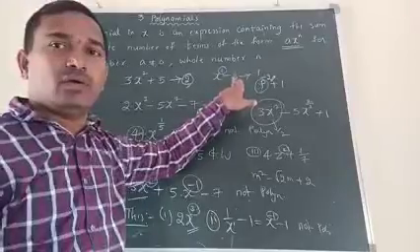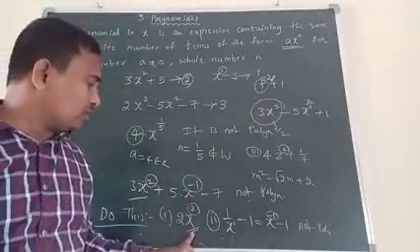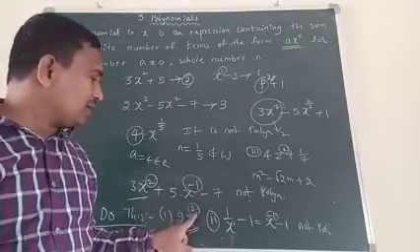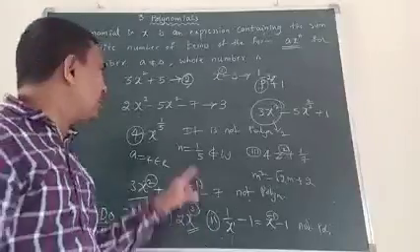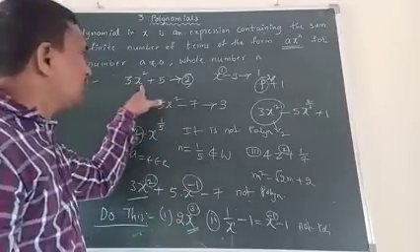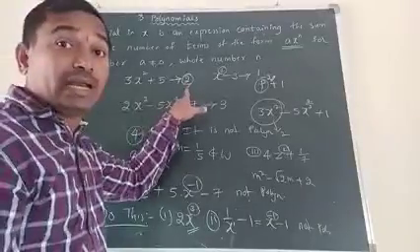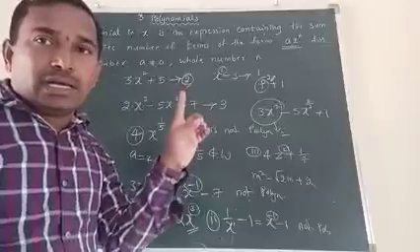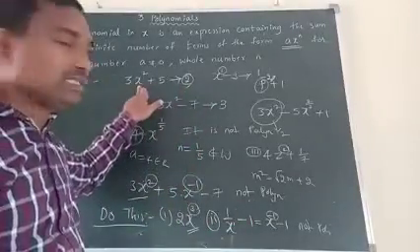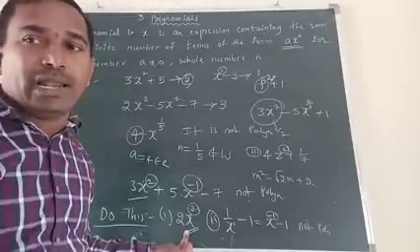A polynomial whose degree is 1 is called a linear polynomial. Here 2x cube. What is the degree? 3. So this is not a linear polynomial. Here see, what is the degree? 2. Where the degree is 2, that is called a quadratic polynomial. Okay, if the degree is 1, linear polynomial; if the degree is 2, quadratic polynomial; if the degree is 3, cubic polynomial.